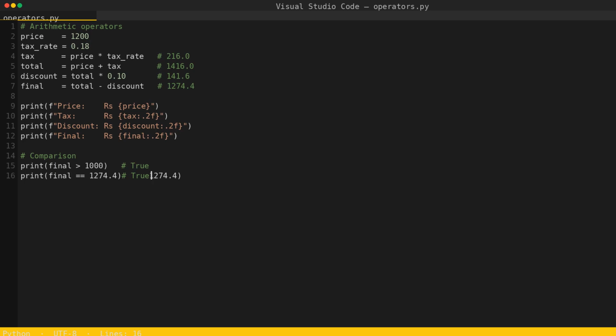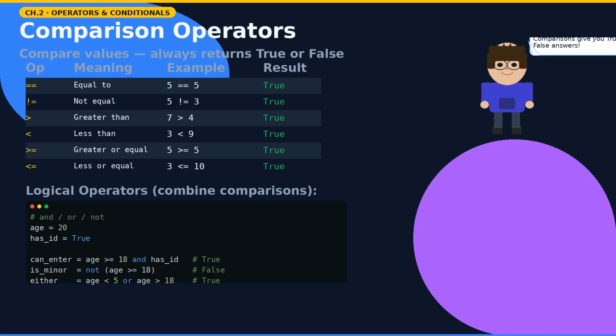Comparison operators compare two values and always return either true or false. Double equals checks if two values are equal. Note that single equals is for assignment, double equals is for comparison. Exclamation equals checks if they are not equal. Greater than, less than, greater than or equal to, and less than or equal to, these work just like in mathematics. These operators are the foundation of decision-making in Python.